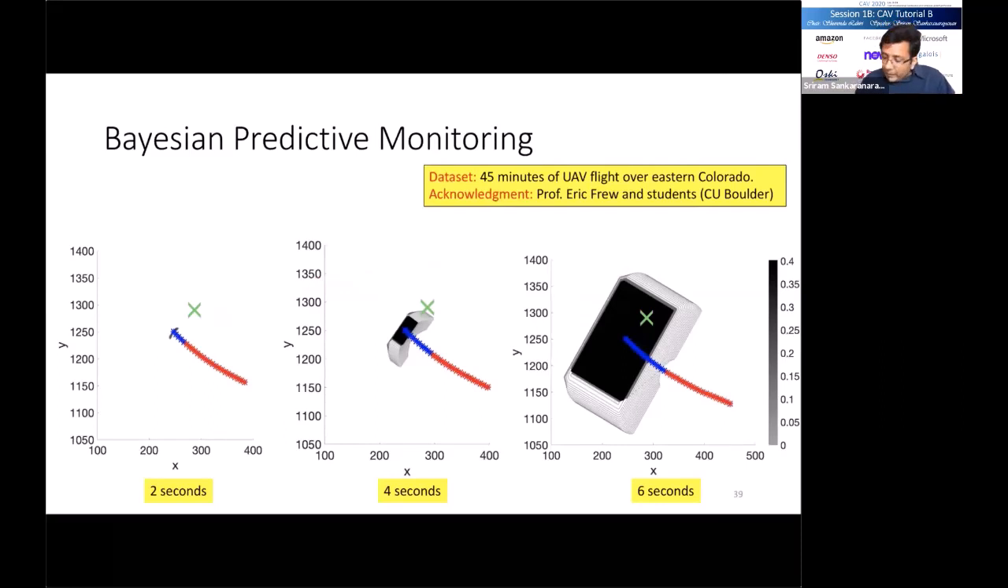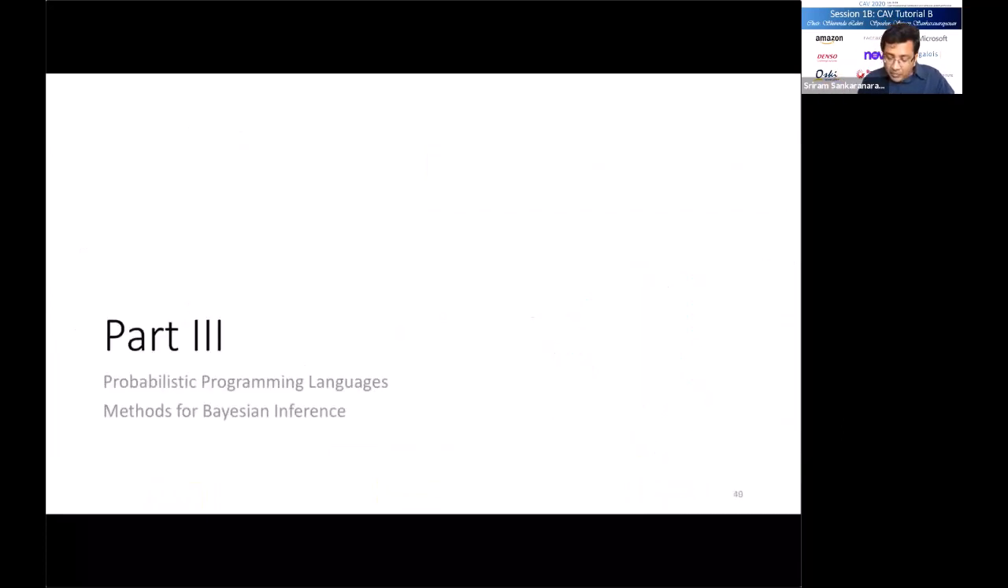We tried an experiment on this with 45 minutes of UAV flight, thanks to Professor Eric Frew, my colleague at the Aerospace Engineering Department, and his students. And we were able to come up with posterior densities of where the UAV could be 6 minutes from now, and 6 seconds from now. Unfortunately, I don't have the time to discuss it further. If you send me an email, I'm happy to send you a copy of the paper. Okay, that was really fast.